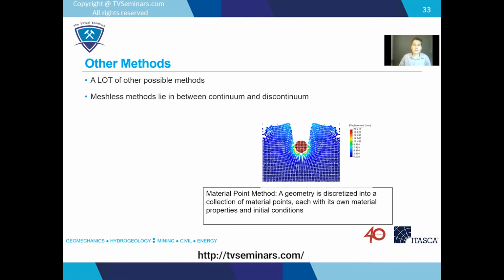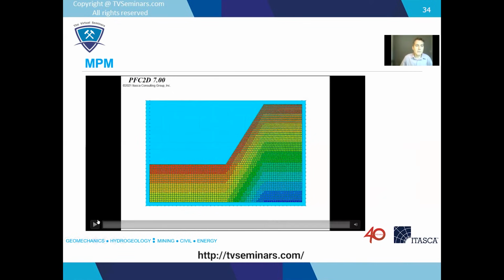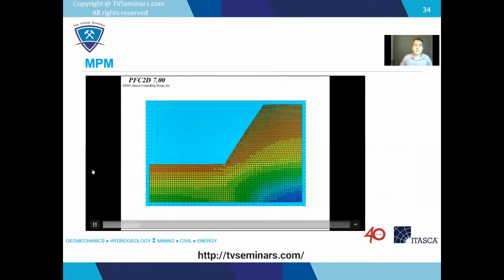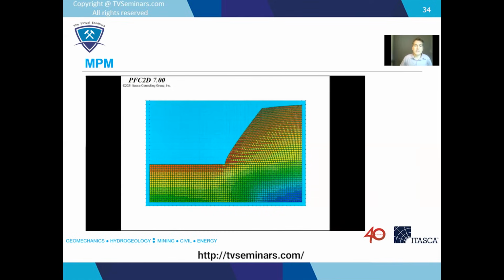The one we've been working on is called the material point method. A geometry is discretized into a collection of material points, and each point has its own material properties and initial conditions. And again, it's sort of like between a continuum and a discontinuum. Here's just an example of a slope failure. And what you can see here is you can consider these very large deformations. In a continuum model, probably the elements would distort in shape such that you wouldn't be able to solve it anymore. But with these material point methods, you can look at these very large displacements and it still works.